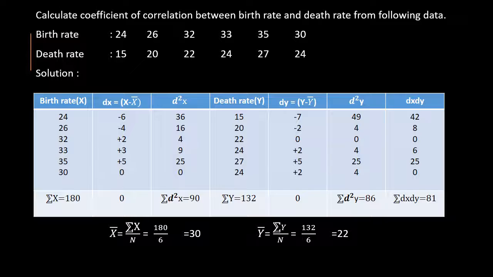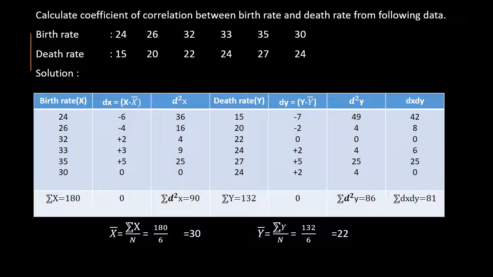Now next is the Y column, death rate. The series is calculated and the sum of the series, sigma y, is equal to 132. Now the mean of y is equal to sigma y divided by the number of observations in the y series, that is 132 divided by 6 is equal to 22. Now the deviation of y, again y minus mean of y, 15 minus 22, 20 minus 22, and the sum of deviation of y is equal to 0.